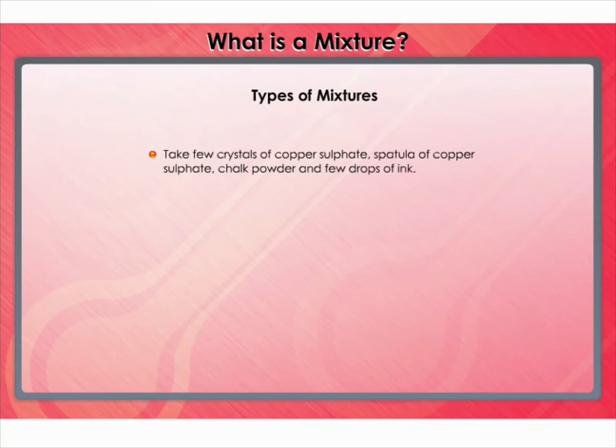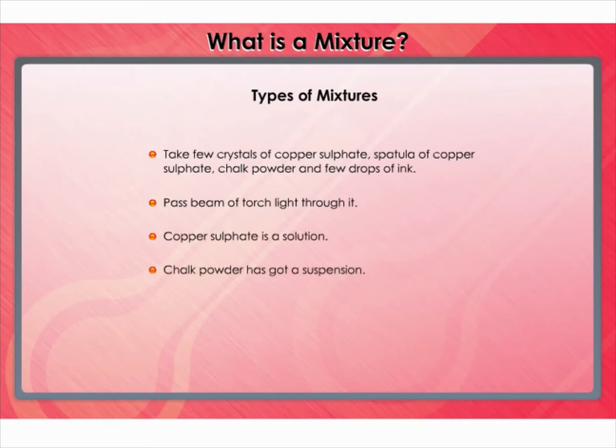Let's perform another activity. Take a few crystals of copper sulfate, a spatula of chalk powder, and a few drops of ink. Pass a beam of torchlight through each and leave the mixtures undisturbed. We can observe that copper sulfate forms a solution, chalk powder forms a suspension, and drops of ink form a colloidal solution.